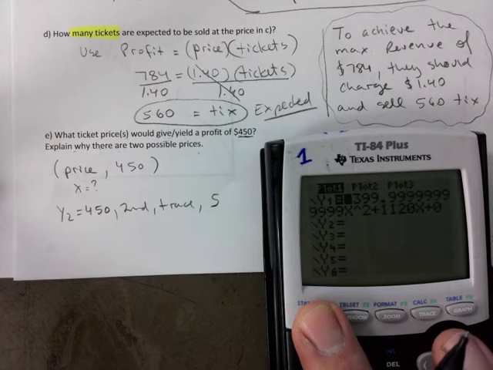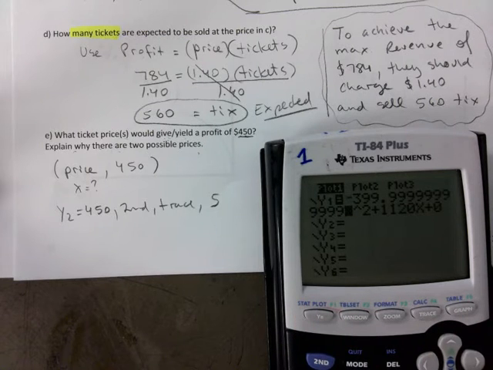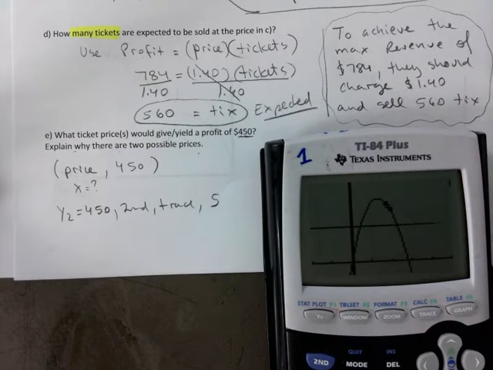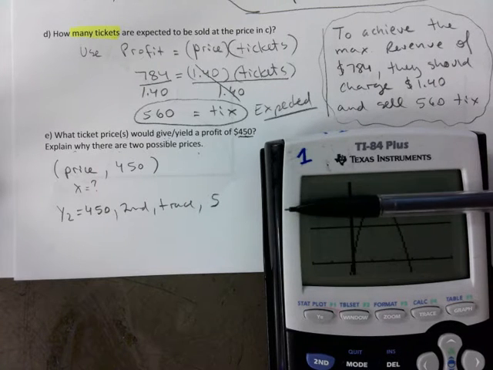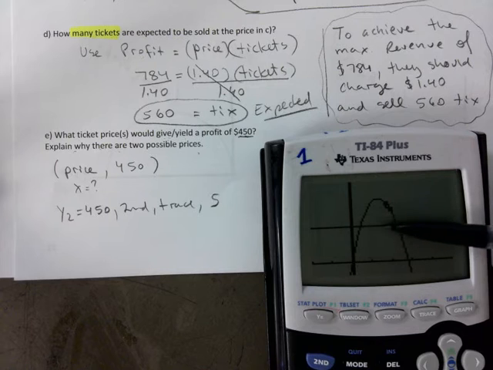So let's go to our graph, our Y equals, make Y2 equal to 450 because that's the profit, hit graph. You should do the same, right? And you can tell that it happens in two instances, right? Any price other than the maximum profit, anything below it, there will be two instances where that happens, right?